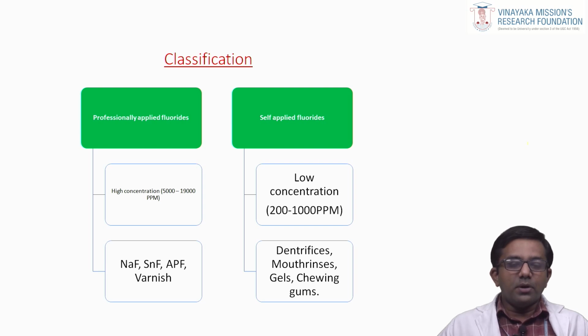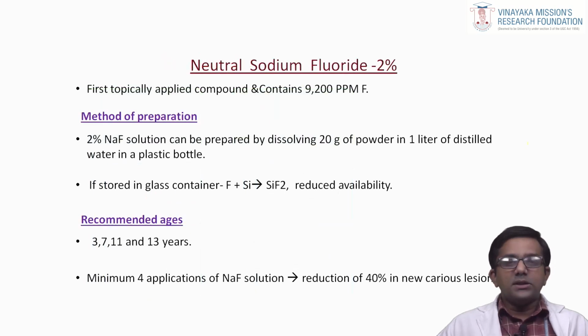The professionally applied fluoride is divided into three types, that is sodium fluoride, stannous fluoride and acidulated phosphate fluoride, whereas self applied fluorides are your toothpastes, that is dentifrices, mouth rinses, gels and chewing gums. So, let us see in detail about professionally applied fluorides.